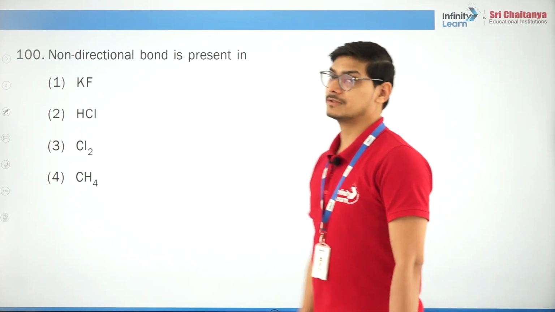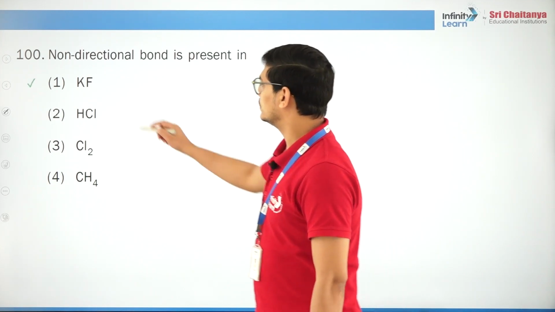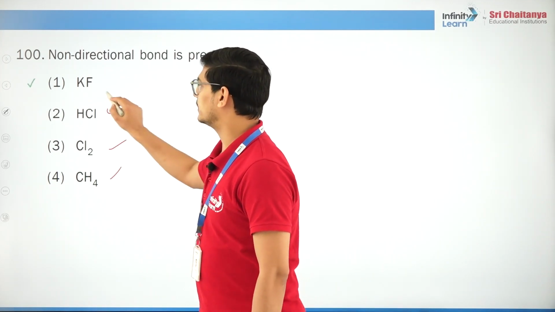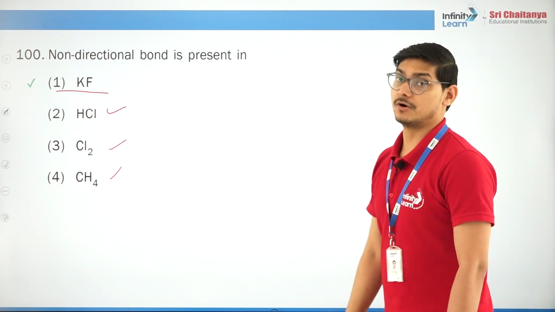Non-directional bond. Non-directional bonds are ionic bonds, right? So this is covalent, this is covalent, this is covalent. This becomes your answer. Ionic bond is non-directional.